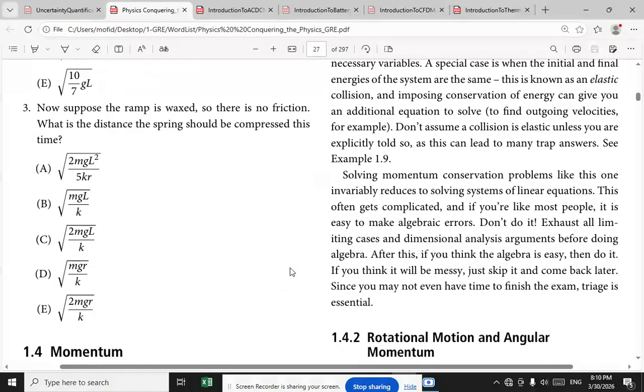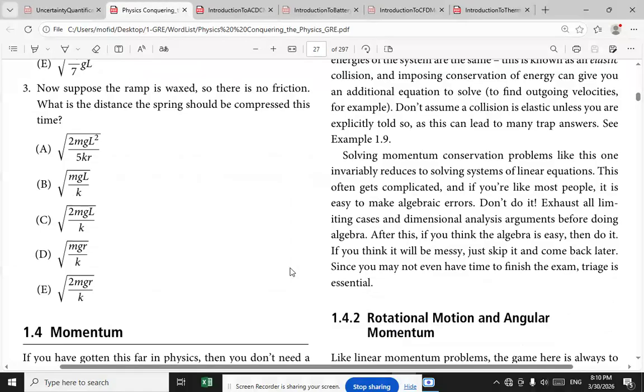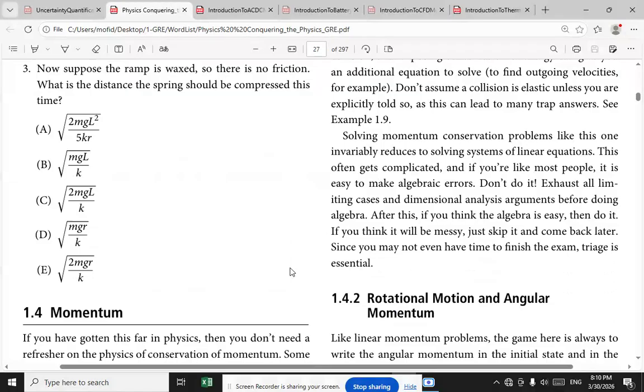Solving momentum conservation problems like this one invariably reduces to solving systems of linear equations. This often gets complicated, and if you're like most people, it's easy to make algebraic errors. Don't do that. Exhaust all limiting cases and dimensional analysis arguments before doing algebra. After this, if you think the algebra is easy, then do it. If you think it will be messy, just skip it and come back later, since you may not even have time to finish the exam. Trig is essential.